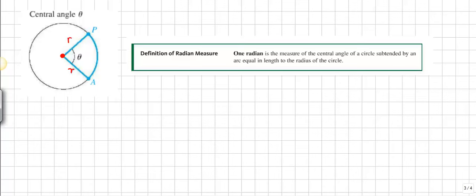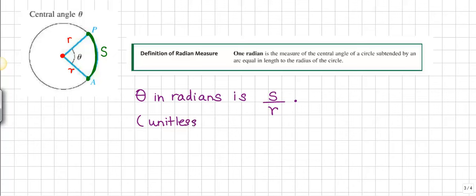And you are subtending the angle with an arc of length s. And in this scenario, the definition says that theta in radian measure is the length of the arc divided by the radius. So if the radius were in inches and the arc length's in inches, the units would cancel. And so we think of radian measure as a unitless number.